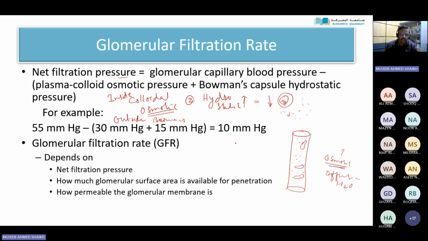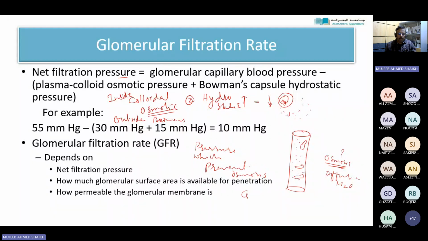And osmotic pressure is the pressure which prevents osmosis, or stops osmosis. The pressure required to stop osmosis, or stop the movement of water, we call osmotic pressure. This much pressure is required to stop osmosis. That's why it is called osmotic pressure.